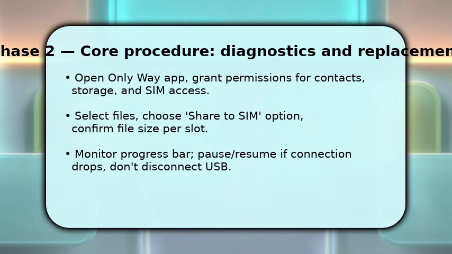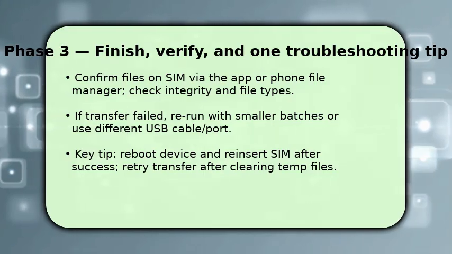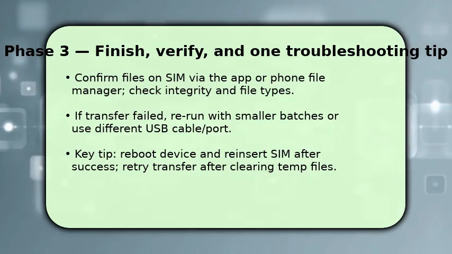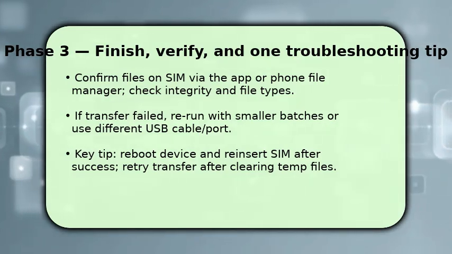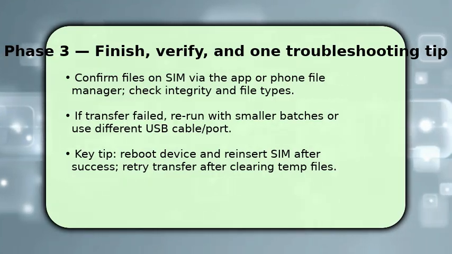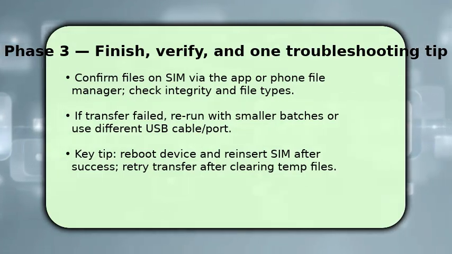You finish by verifying the files on the SIM and handling common failures. Open the Only Way app or your phone's file manager to confirm file names, sizes, and that media opens. This step proves integrity. If a transfer fails, retry with smaller batches, switch the USB cable or port, and clear temporary files before another attempt.